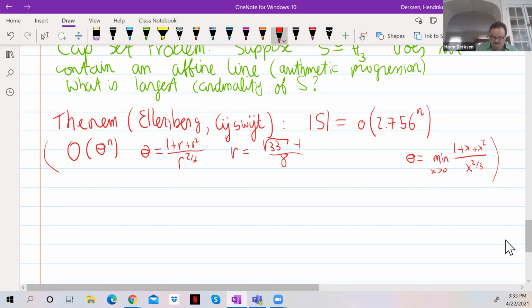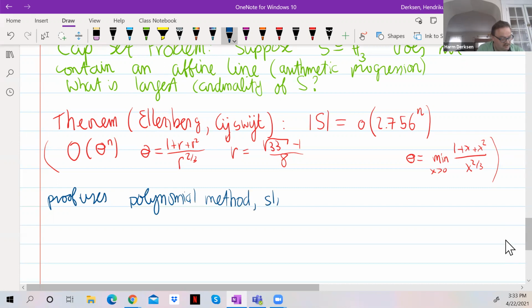So I want to say a little bit about the proof because it's so nice, and to see how it's related to the slice rank. So where does the slice rank come in here? Well, it's not a complete proof, but part of the proof. The proof uses the so-called polynomial method. I should have remembered the names of people that used that for the Z mod 4 case. And it also uses the slice rank.